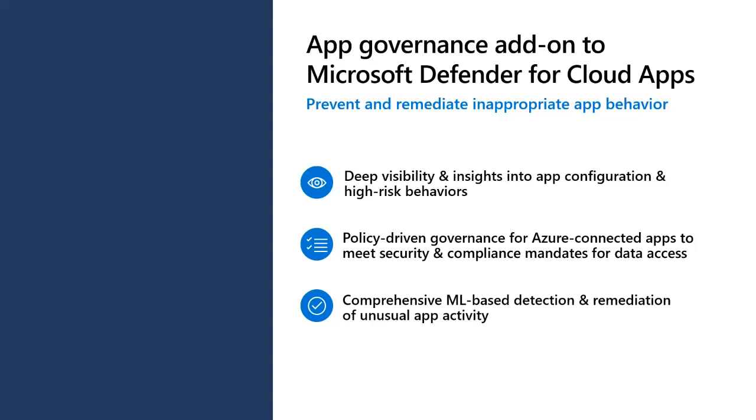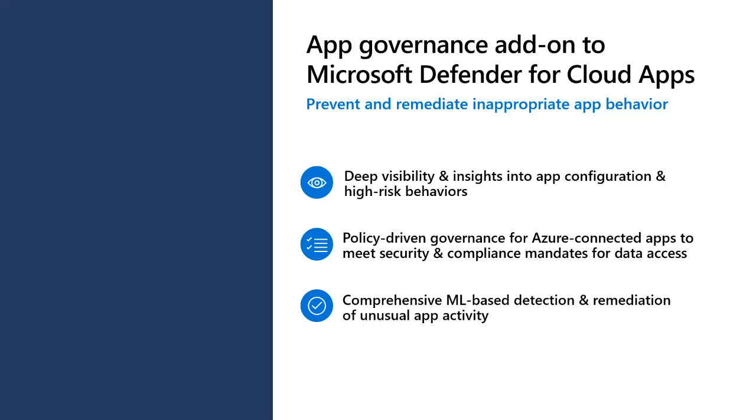Then the last question that comes up is, what if an app is not behaving as it should? What happens then? What do I do? App governance includes automated machine learning-based detection and policy-based alerts to make you aware of unusual app activity or behaviors that don't meet your predefined governance policies. Additionally, app governance also includes automated and manual remediation capabilities so that when an issue arises, it can be addressed quickly.